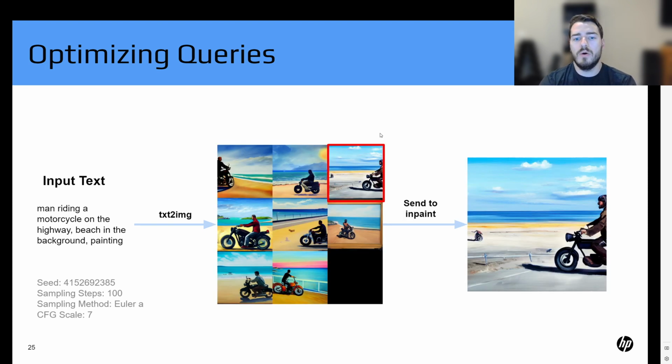Maybe we'll walk through now a little bit of a realistic example of that second thing I talked about, using almost like a genetic algorithm of creating an input, running it through the model, and then picking the best outputs to run back through as inputs. And so let's say I want a man riding on a motorcycle on a highway, beach in the background, and a painting. And so I run that through the text to image generator, and I get 8 different images here. And let's say I like this one on the top right the best.